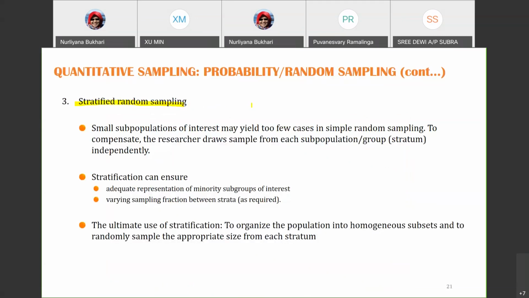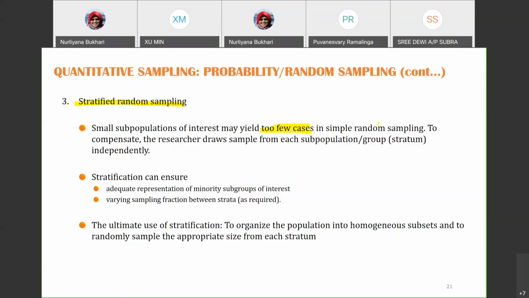And this is stratified. If I have to say it out loud, stratified is kind of the best way, the golden method in some way, if you go with probability sampling. Here, small subpopulations of interest may yield too few cases in simple random sampling. You get a small sample. The researcher draws from each subpopulation.